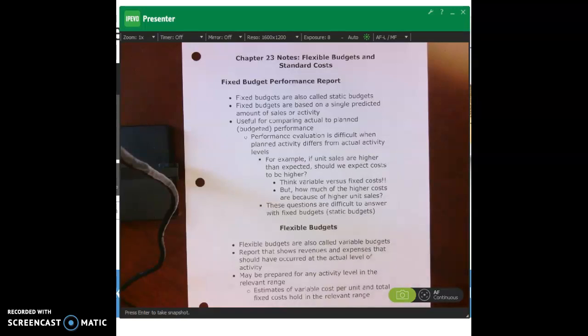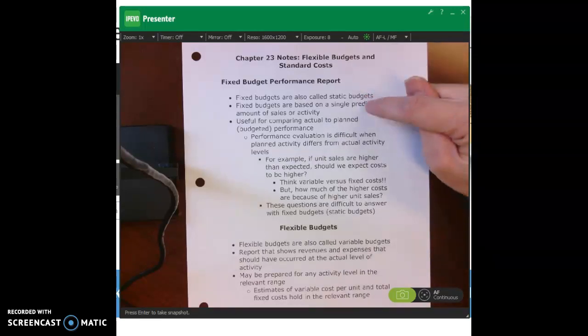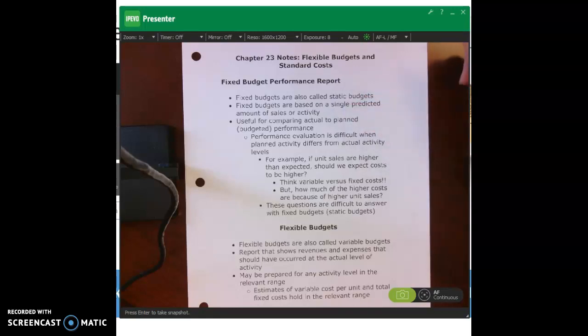So for example, if we want to compare how well we did to how well we think we should have done, which is our budget. I used to do a lot of this when I worked in industry, comparing actual revenues and actual expenses to our budgeted revenues and budgeted expenses. The only problem with fixed budgets, though, is that they're based upon a single level of output.